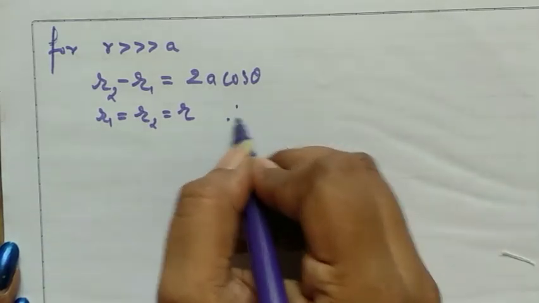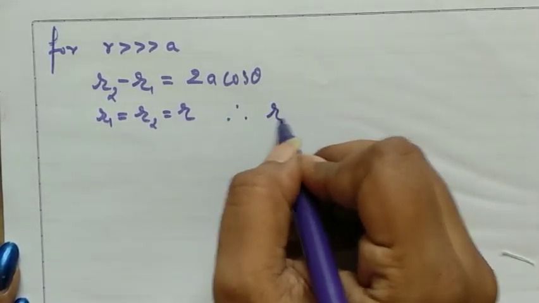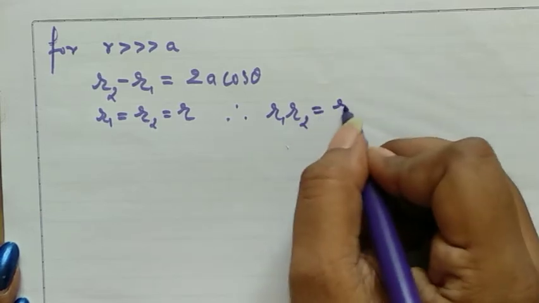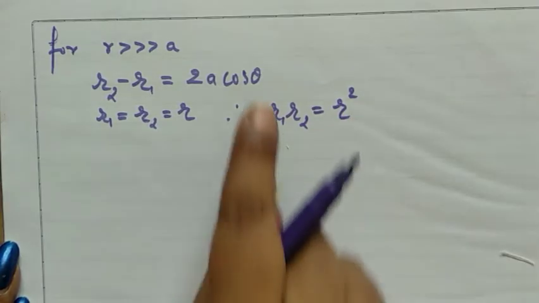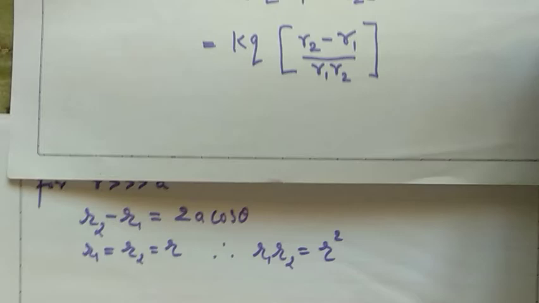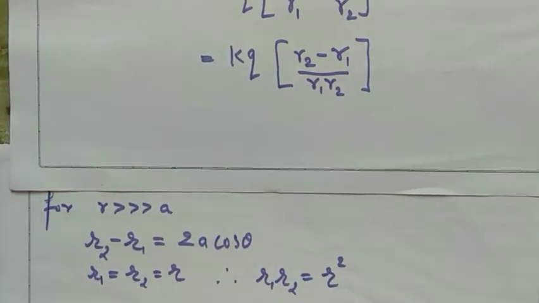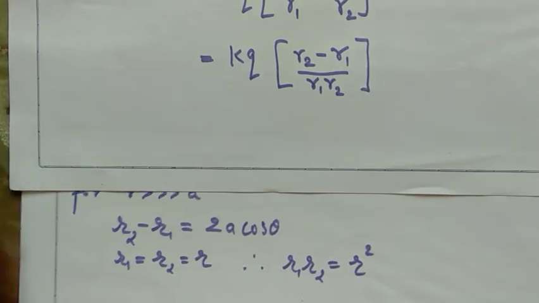So from this, what I can say, what is my denominator? R1 into R2 will give me R square. So I'll substitute both these values in my equation. I'll substitute these values in this equation. So what will I get after substituting?